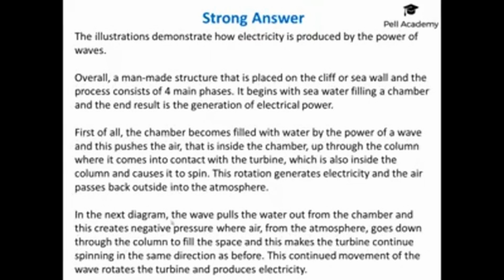And what's good here is that a lot of the same components are in the second diagram, but this final paragraph has been written in a way where they haven't just ended up repeating everything that was said in the first details paragraph. In the diagram, the wave pulls the water out from the chamber, and this creates negative pressure where air from the atmosphere goes down through the column to fill the space, and this makes the turbine continue spinning in the same direction as before. So there's a little reference to the previous paragraph. This continued movement of the wave rotates the turbine and produces electricity.